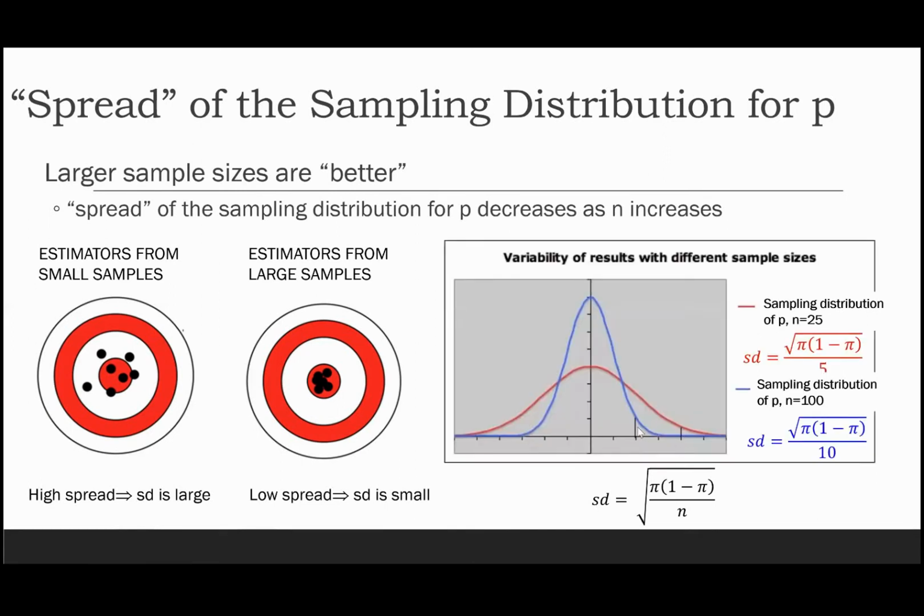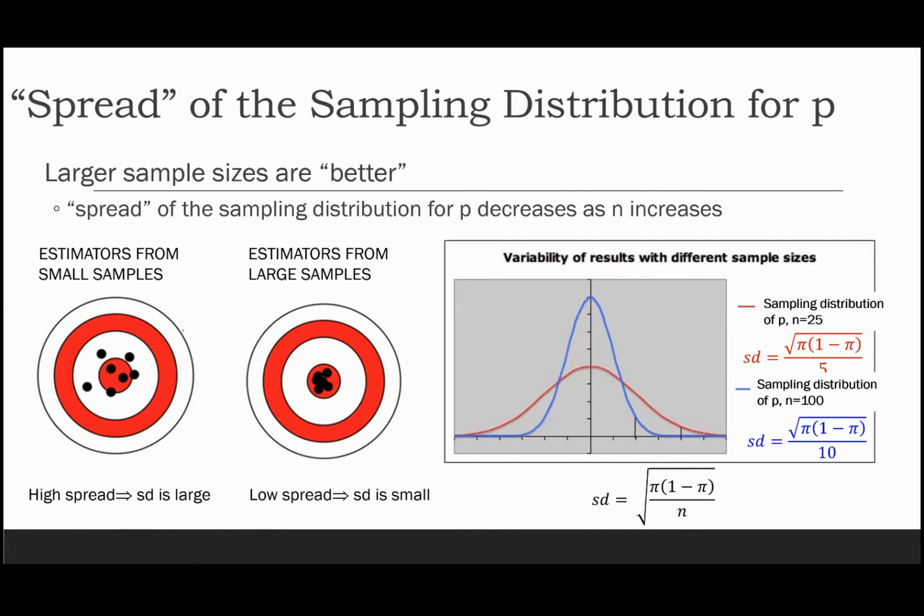And this is an example to illustrate this. So these are sample percentages with two different sample sizes. The red is a sample size of 25, and the blue is a sample size of 100. And you can see they're both centered around the same value, but the larger sample size has less spread because the standard deviation is smaller. That's a really important point.